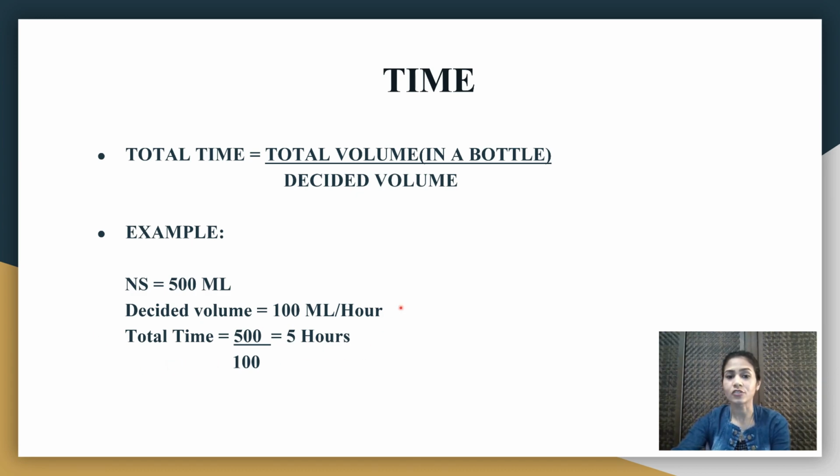Total time is equal to total volume in a bottle. As you are using a 500 ml bottle, you can mention here 500 divided by decided volume. The doctor advised you to give 100 ml per hour, so I mention here 100. So 500 divided by 100 is equal to 5 hours. So each 500 ml of normal saline will go for 5 hours.